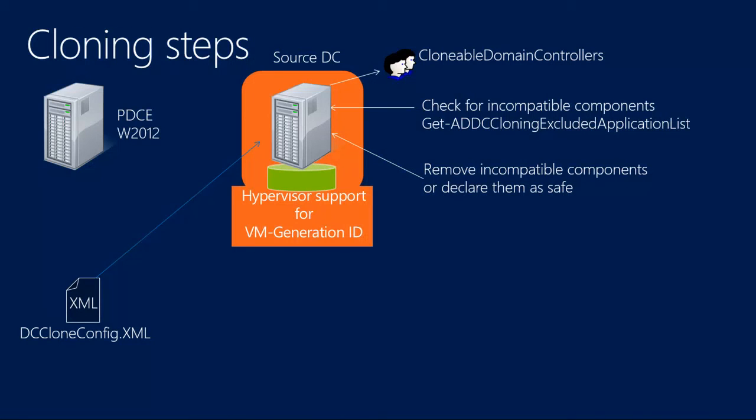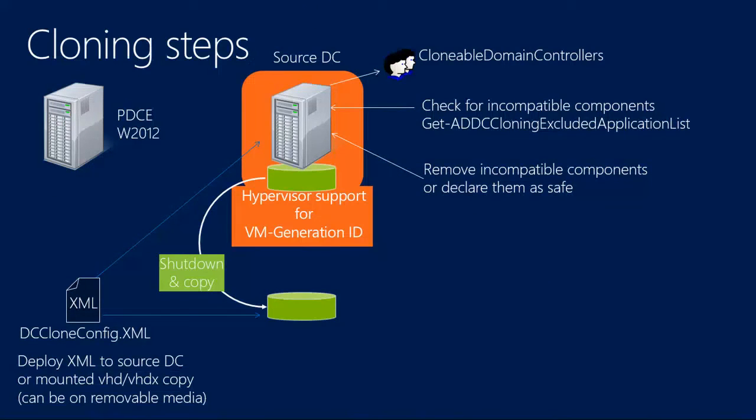Then we get a DCCloneConfig file. We create one of those. And then what we do is we shut down and we copy. We can load that DCCloneConfig file onto your source DC, or you can load the VHD or the VHDX and add the file to that. So you've got that option. Where is that file? It could be on removable media. By default, it goes into the NTDS directory. All right, it's the directory that holds your database.